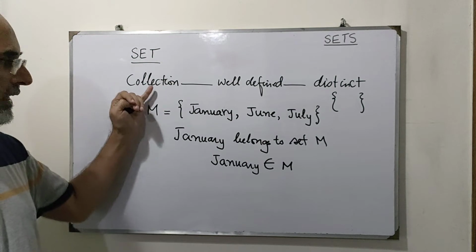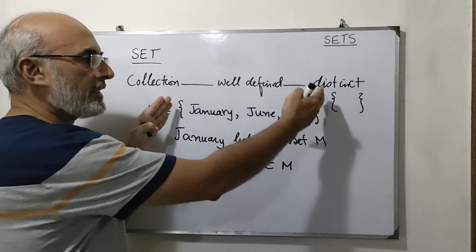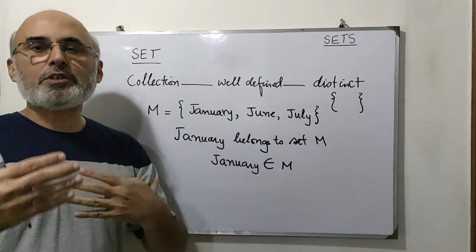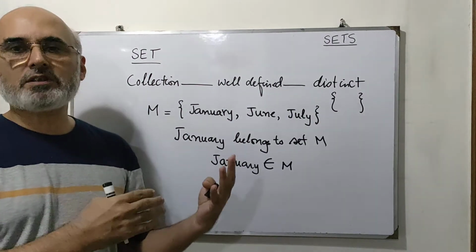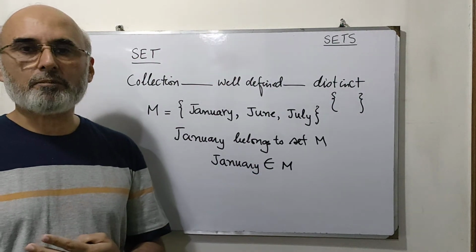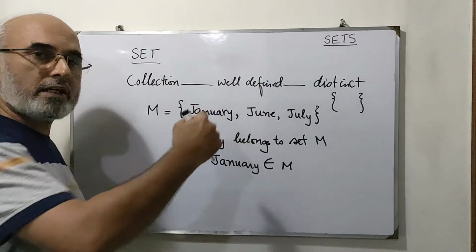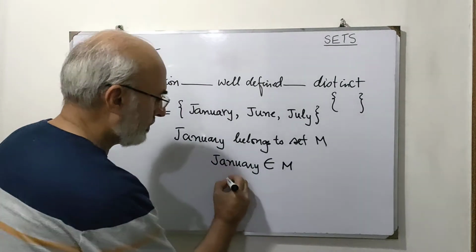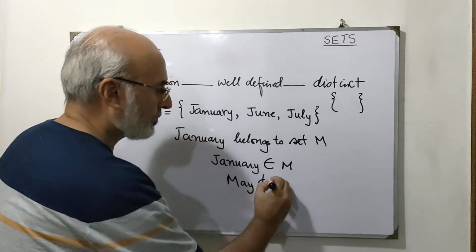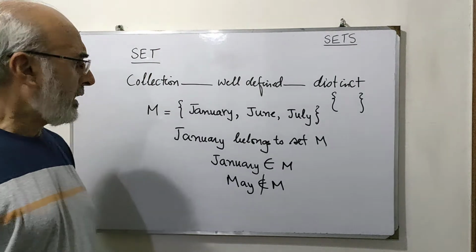So, okay, it's a collection, it's well defined, it is distinct, it is represented with curly braces, and to see which element, which object, belongs to this set or not, we can use the sign epsilon. Okay, now if I say May, does the month May belong to this set? It doesn't. So May does not belong to set M, right?